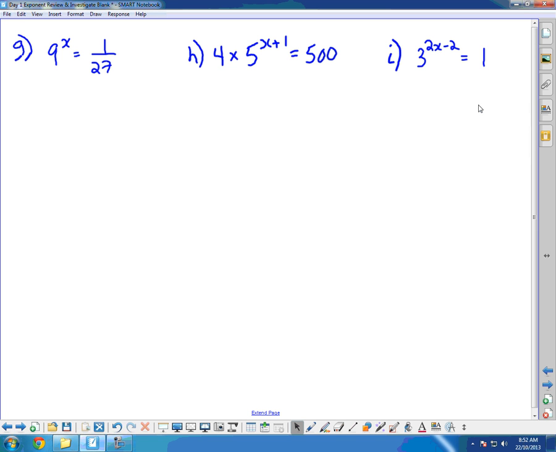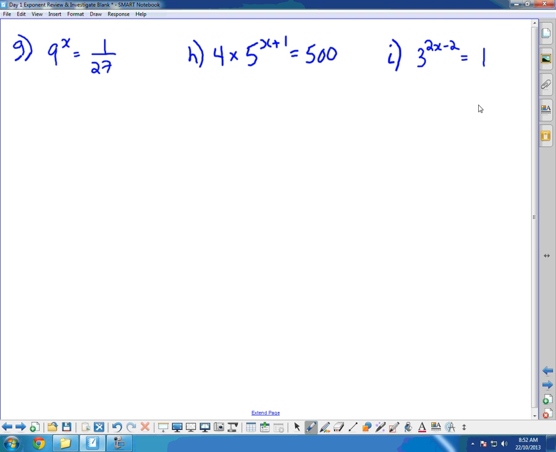So for the last three, I just want to remind you, on these ones, the questions look a little bit more challenging, but they're not, okay? They just might take a little bit more time. So they're not more difficult, they are just longer. But it's still going to use the same rule all along, finding a common base.